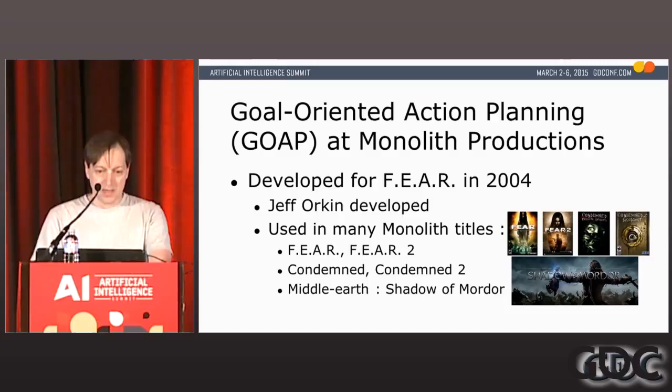Before I get into our usage of GOAP on that product, I need to give you an overview of goal-oriented action planning. It's been 10 years, you might have forgot. It started back in 2004. It was actually developed for a Monolith title, Fear, by Jeff Orkin. It worked out well. We've used it in many titles since, most notably Shadow of Mordor.